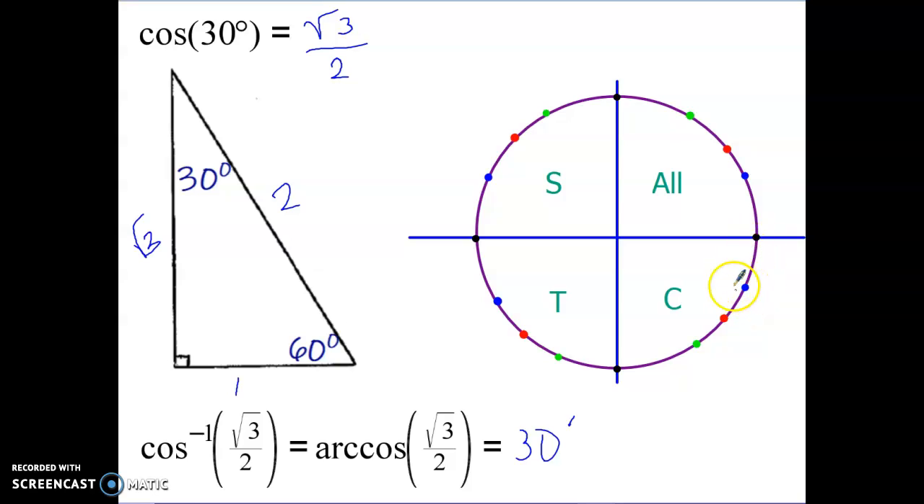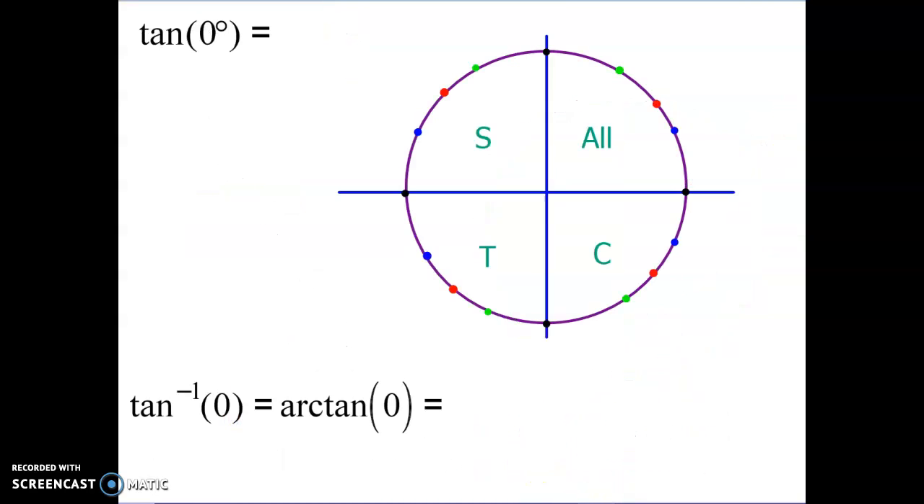So I need to find out what this angle is. This is 360 minus 30. 330 degrees. So my two angles that answer this question are 30 degrees and 330 degrees. The two angles that are the inverse are these two angles right here. All right, let's do a tangent one.